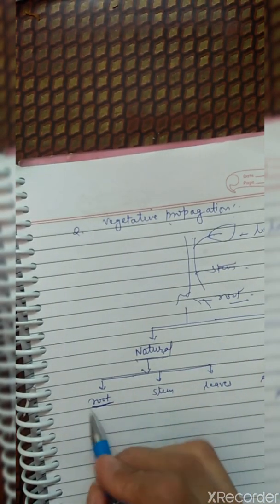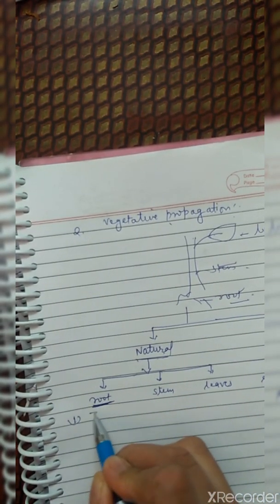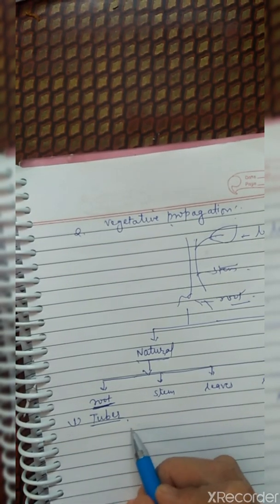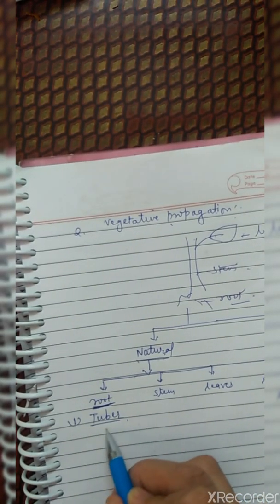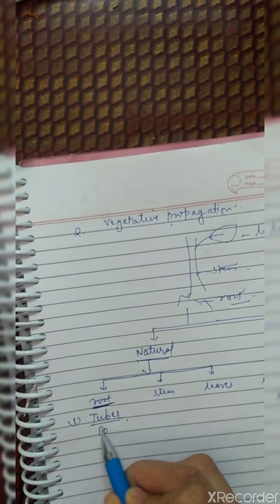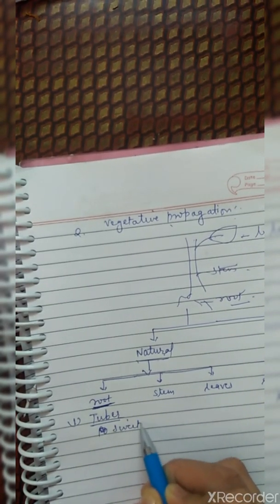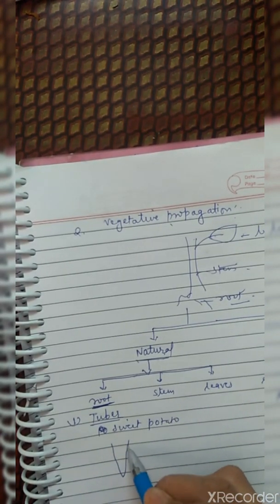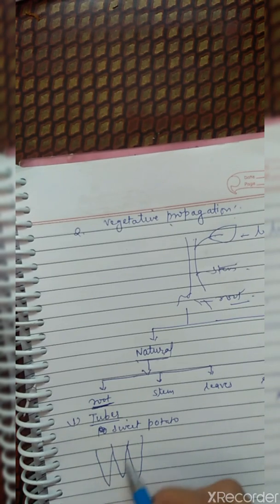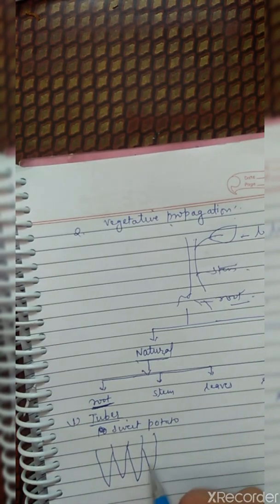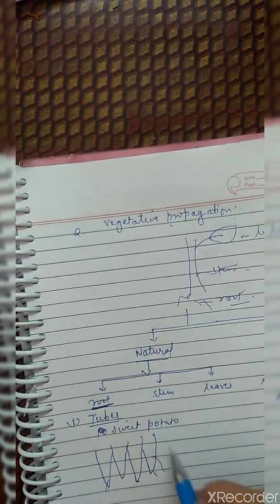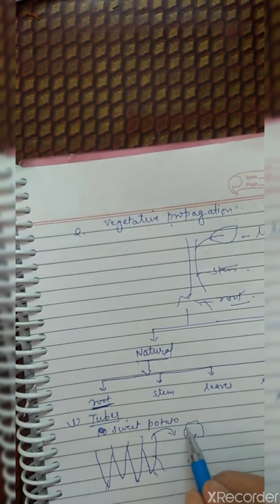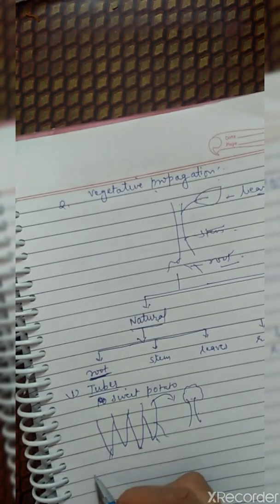Vegetative propagation by root. Example, tuberous root. Example, sweet potato. We see fleshy roots of sweet potato which are capable of reproducing a new plant.